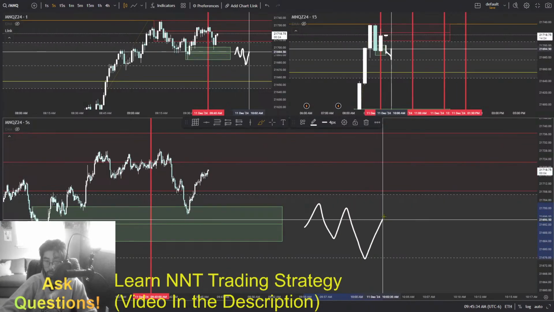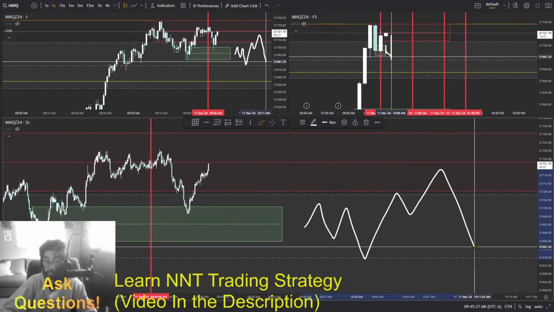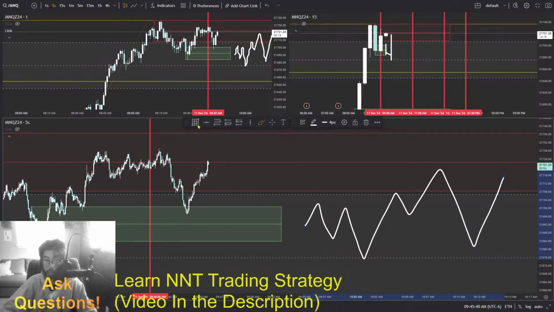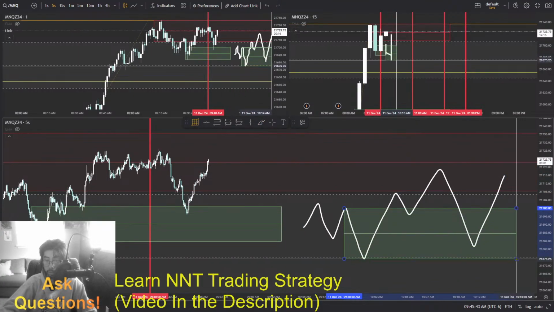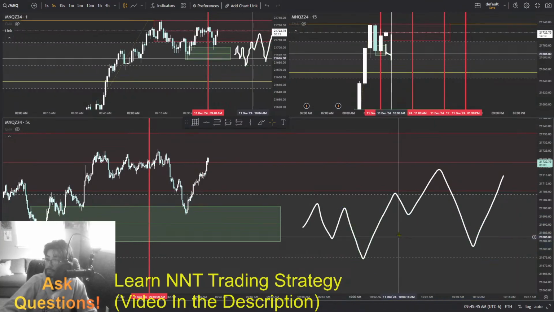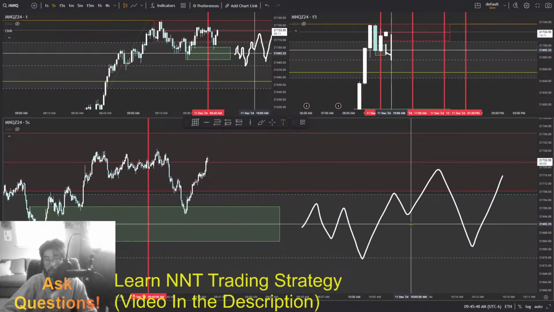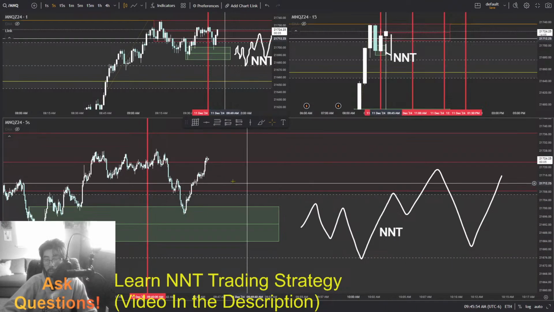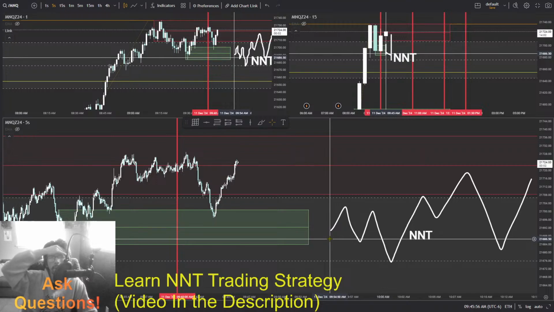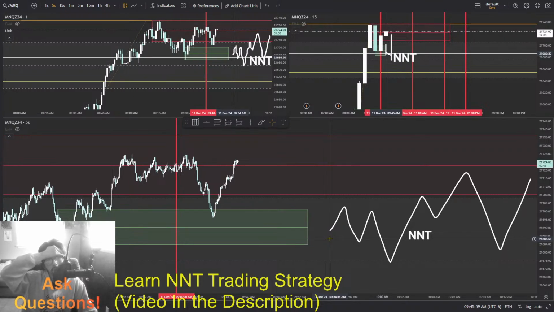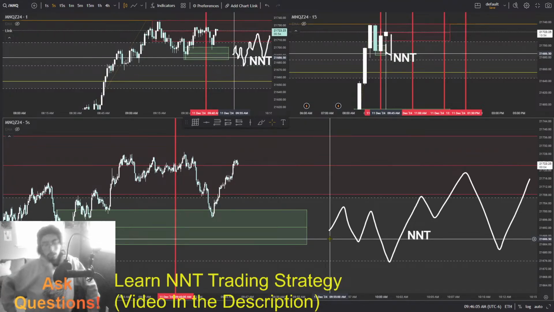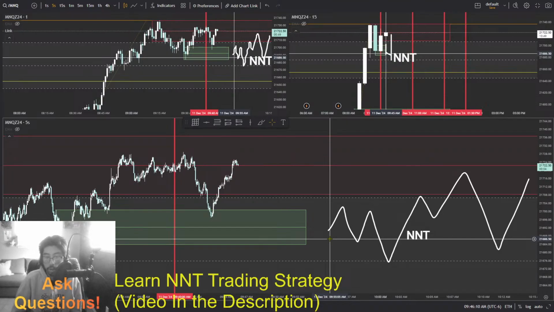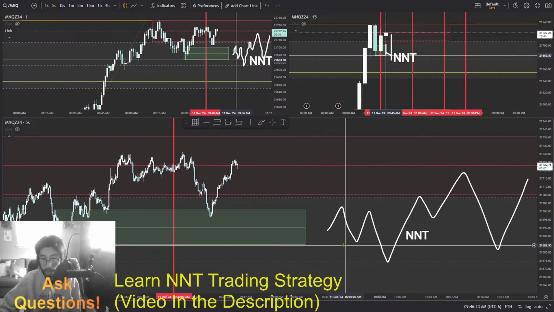Show the setup that we're looking for. Awesome. Hello, hello, hello. You want me to show you the setup that we're looking for? It's so simple. I'll show you an example right here.